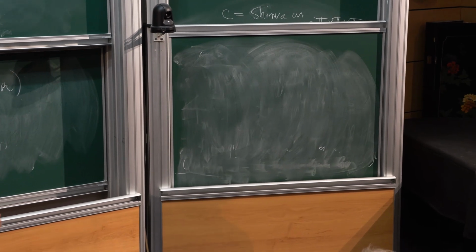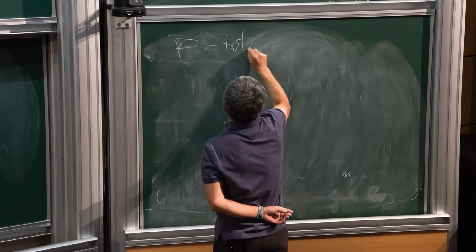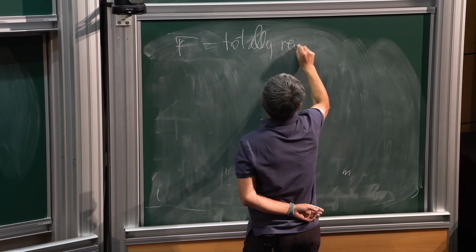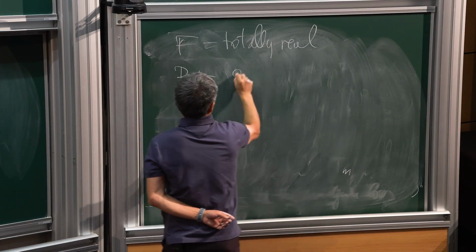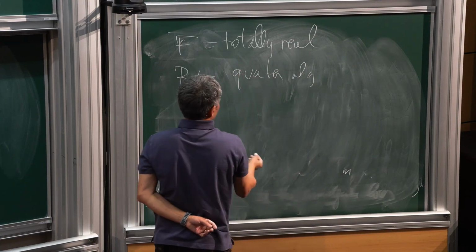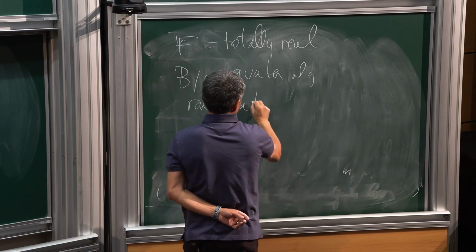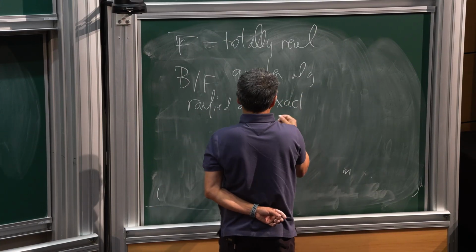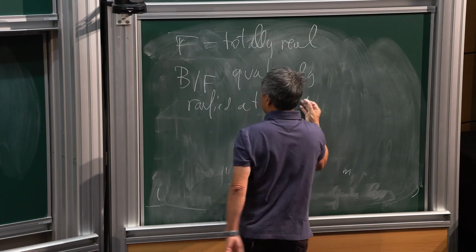Automorphic site is the following. So we start with F a totally real field. We start with a quaternion algebra B, ramified at exactly one Archimedean place. Let me try to say the thing.